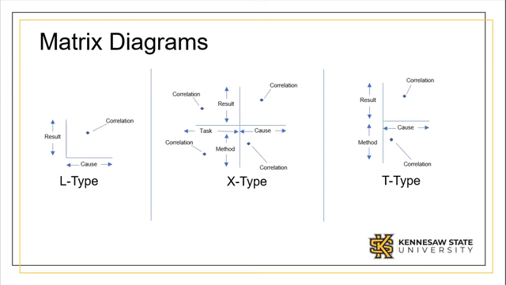Here are some visual representations of some of these types. For the L type, notice that there is only 1 space for a correlation. For the T type, there are 2 spaces for a correlation. For the X type, there are 4 spaces for a correlation.